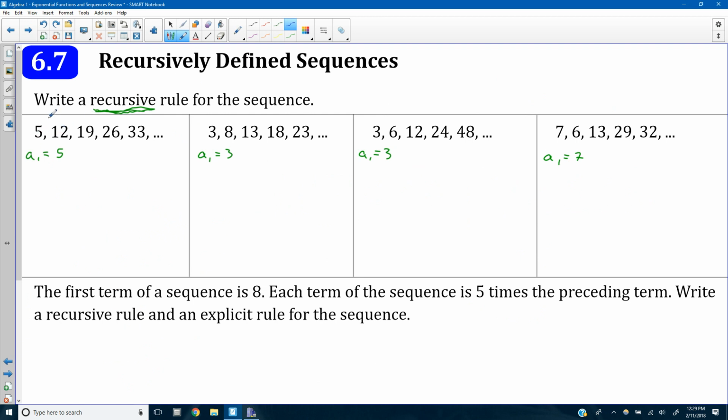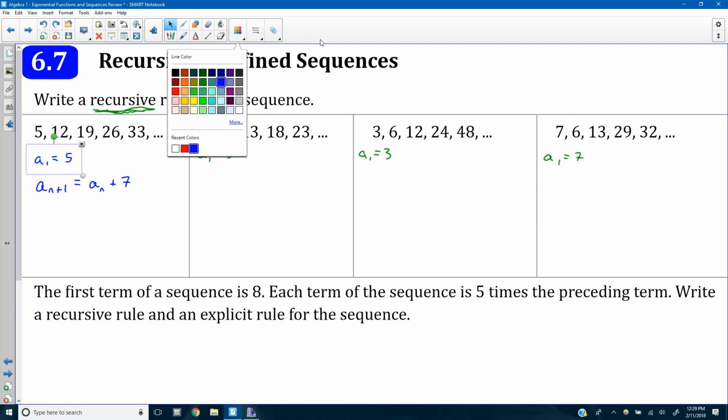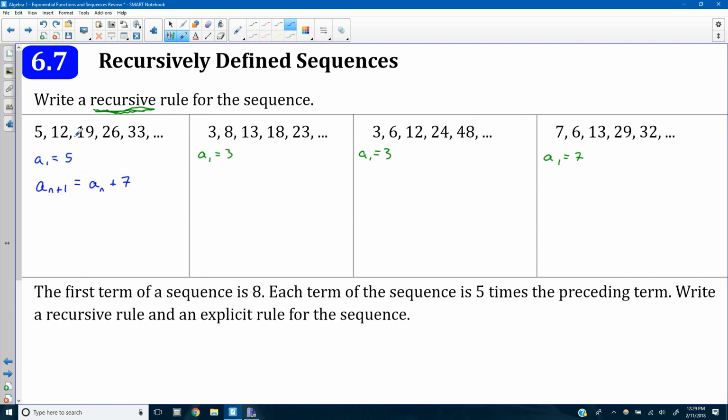So here, I'm not going to spend too long on this. 12 minus 5 is 7. 19 minus 12 is 7. Minus this is 7. Minus this is 7. It looks like we're adding 7 each time. So to find the value of the next term, you take the value of the term before it and you add 7, starting from 5. So a sub 1 equals 5, and then to find the value of the next term, you do it like that. And that would be your answer.